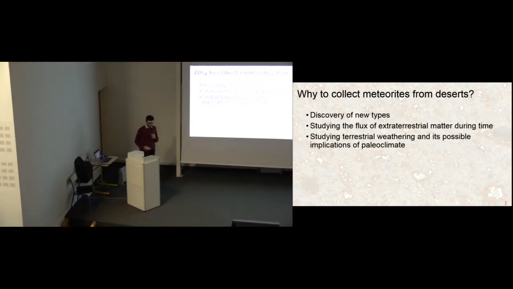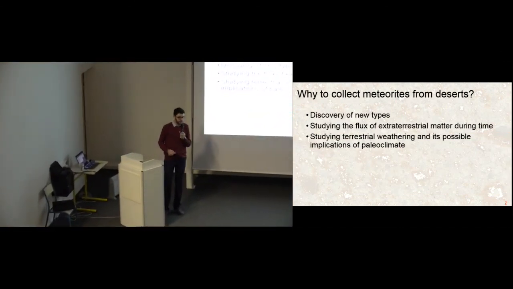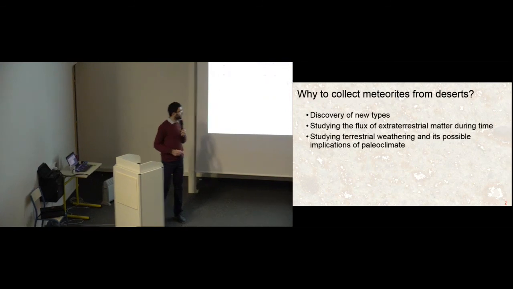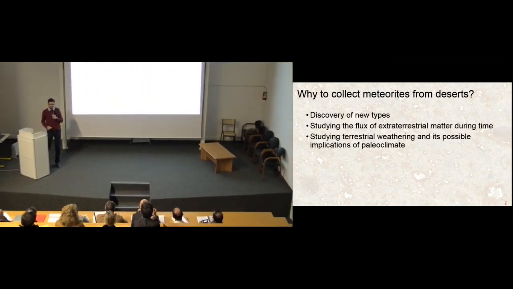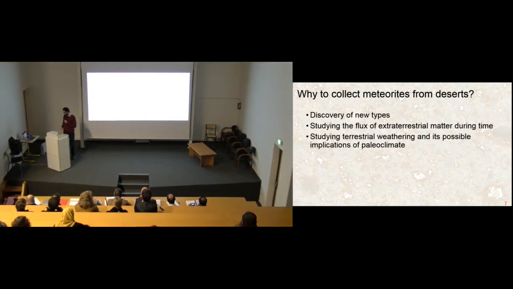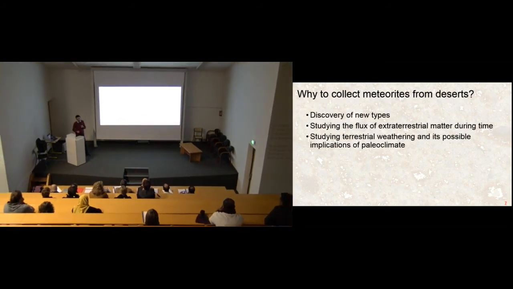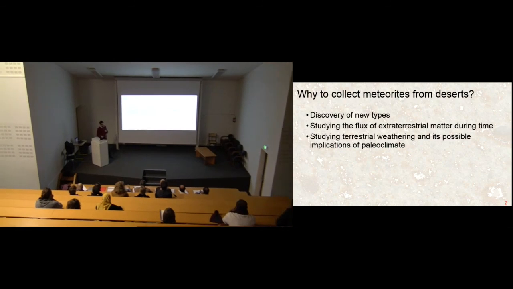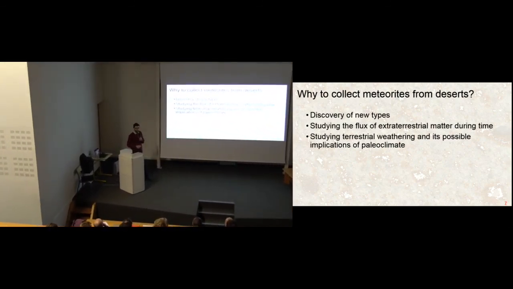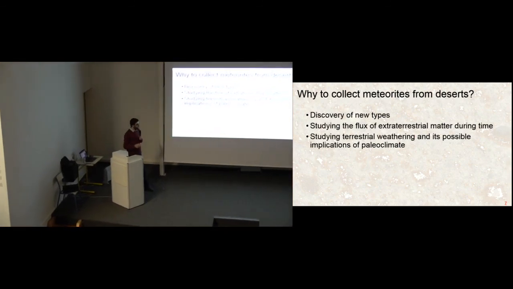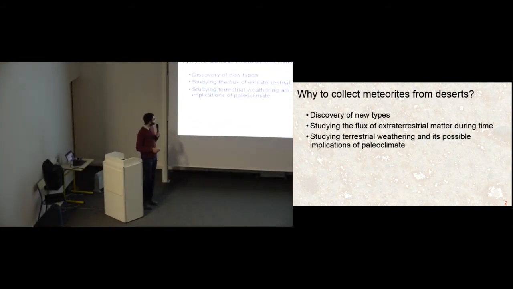Since the focus of this study was on found meteorites, here we talked about why meteorites from deserts, specifically from hot deserts, are very important. Because they are giving us access to very unique meteorites. We go to deserts, and we have the opportunity of finding very unique meteorites that give us access to very unique information about the solar system.